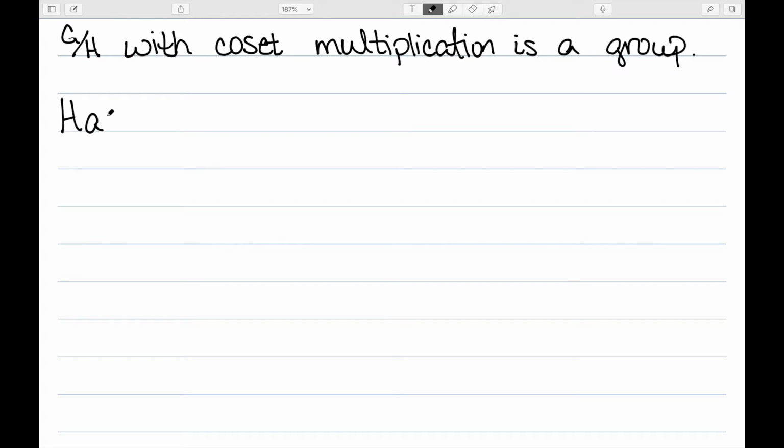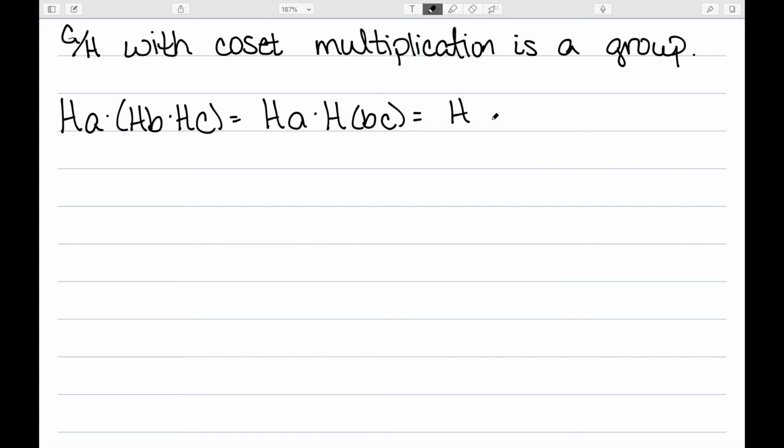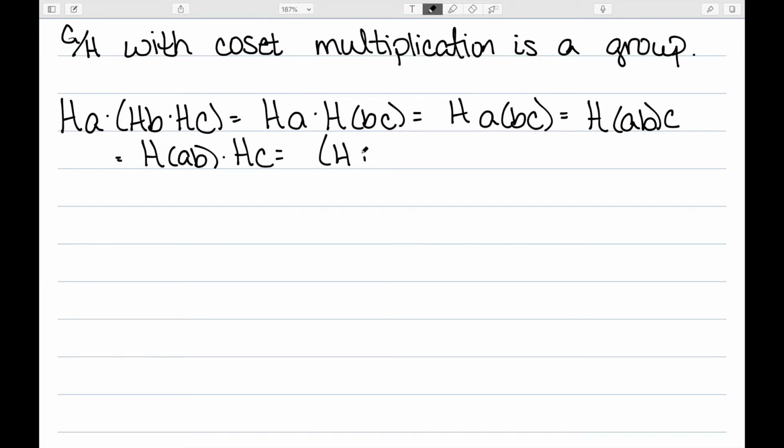So let's consider Ha times parentheses HbHc. This is Ha times Hbc by definition of this coset multiplication. This is Ha(bc), once again, definition of coset multiplication. a, b, and c are just group elements, and we know groups are associative, so I know I can switch parentheses around there. Well, that's the same thing as Hab times Hc, which is the same thing as Ha times Hb in parentheses times Hc. So I have shown my associativity.